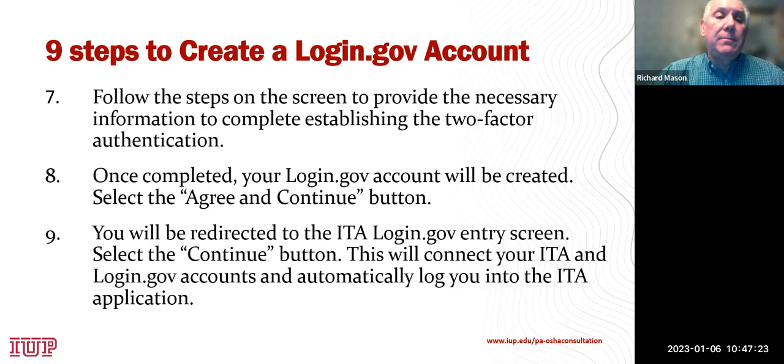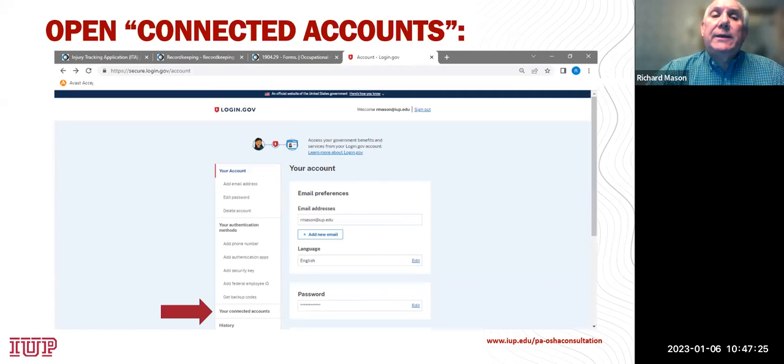Once you have this set up and you want to access your account in the future, you can just go to login.gov, log in, and down here at the bottom, there's your connected accounts. So you click on your connected accounts, and your ITA account will come up as an option there.